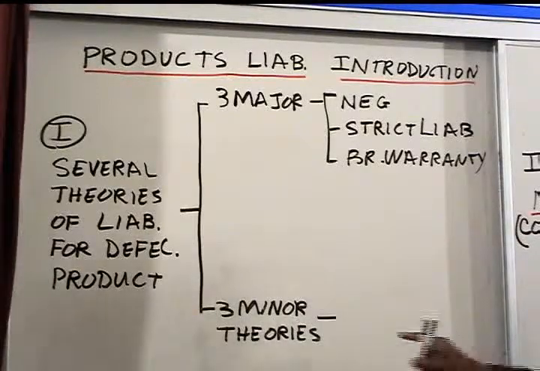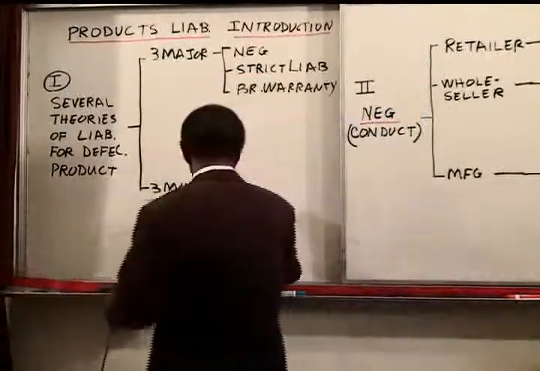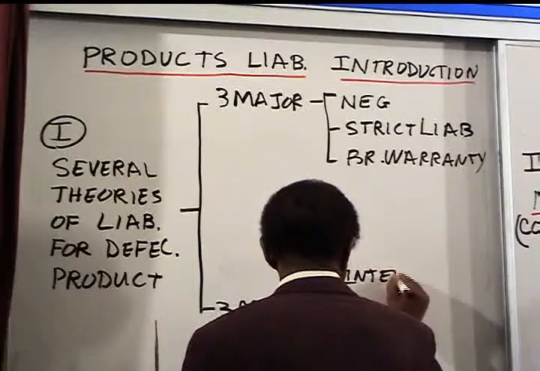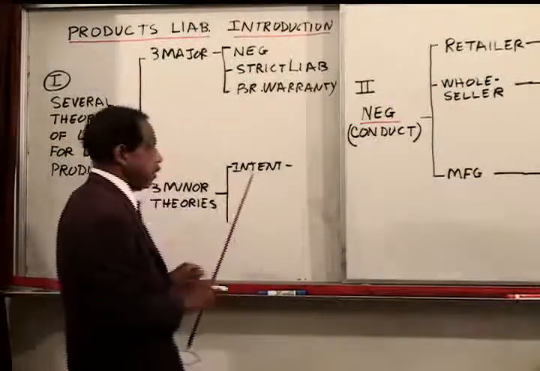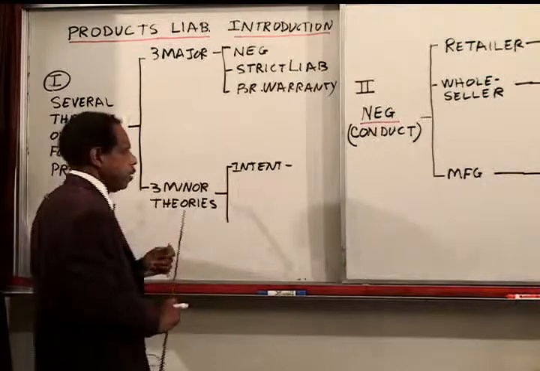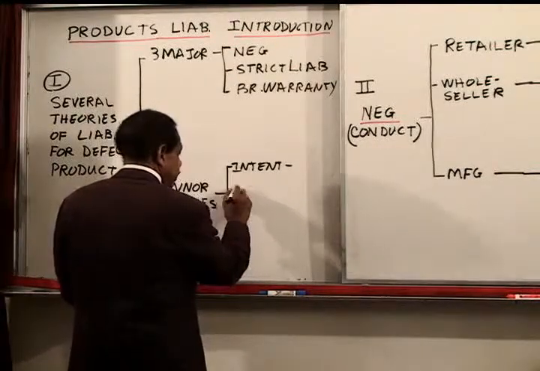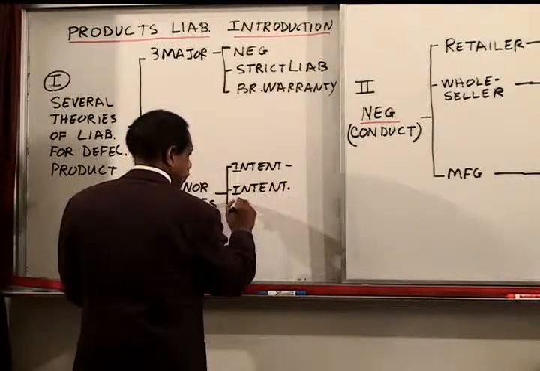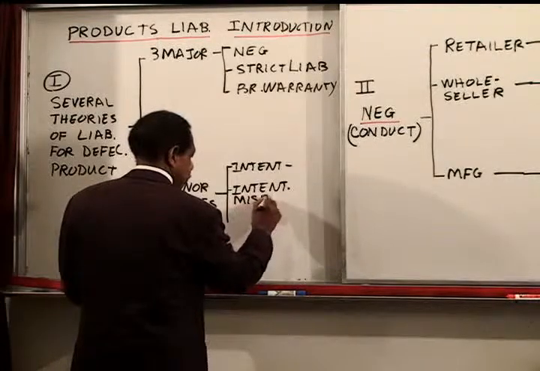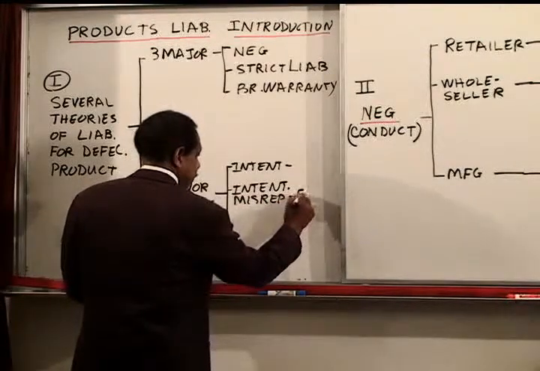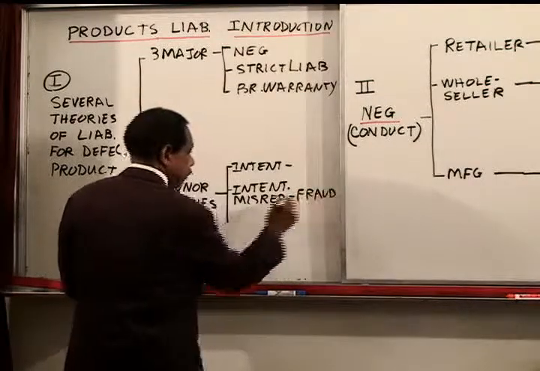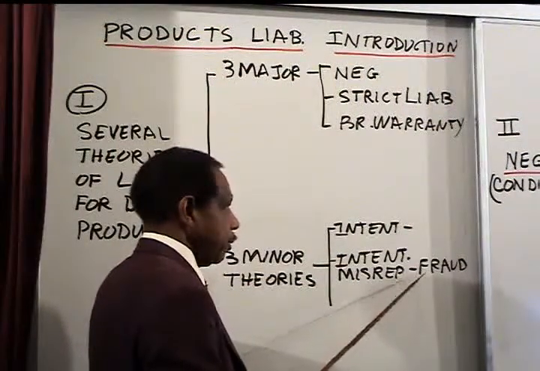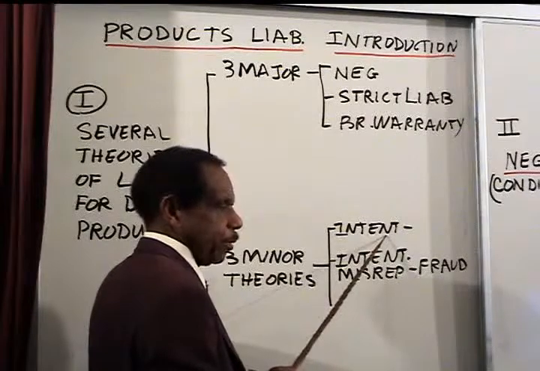The three minor theories for a defective product are intent, which results in a battery, the intentional misrepresentation, this is fraud. So you use the elements of fraud if you think it was there. Use the elements of battery if you think they were there.